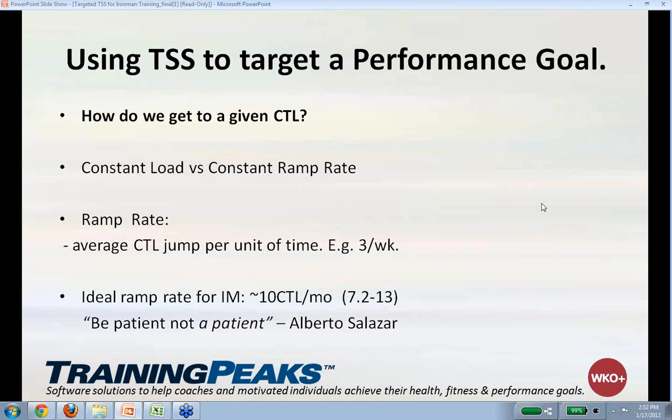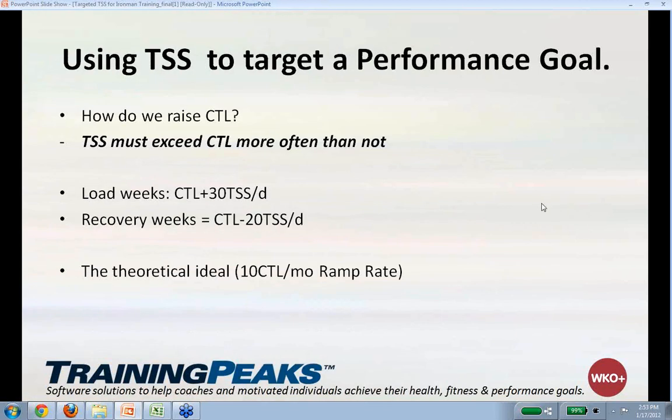Okay. So how do we raise CTL? Basically, the golden rule is that your TSS must exceed your CTL more often than not, and this is important not just in the short term, but also in the long term. So rather than saying I'm going to go 50 above my CTL for this week and see what I can do, you've got to remember that you've got to do that for 5 months or so, an extended period of time.